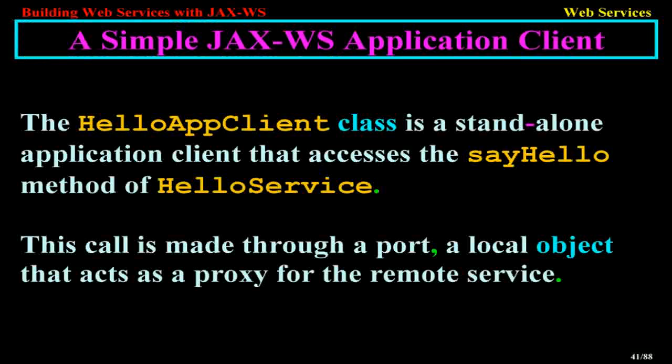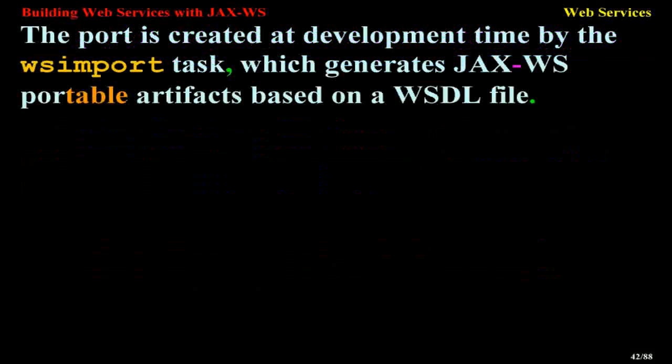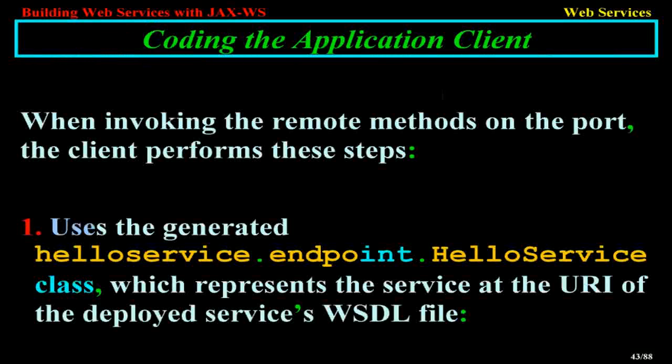A simple JAX-WS application client. The HelloAppClient class is a standalone application client that accesses the sayHello method of HelloService. This call is made through a port, a local object that acts as a proxy for the remote service. The port is created at development time by the wsimport task, which generates JAX-WS portable artifacts based on a WSDL file. Coding the application client.